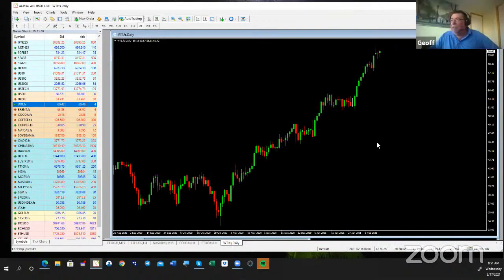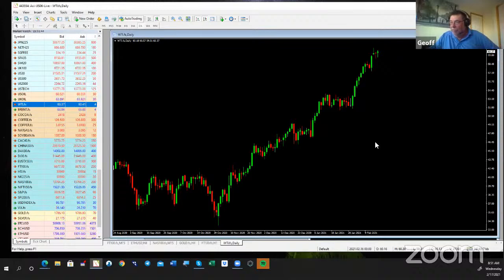Guys, by the way, we did get triggered long pound US dollar. We hit TP1 by 1/10 of a pip, and we're now out for a break-even trade.